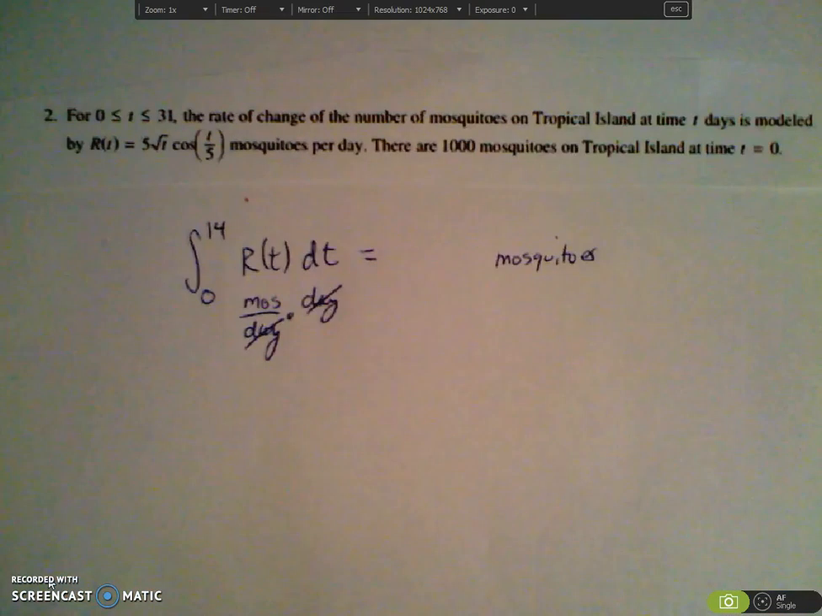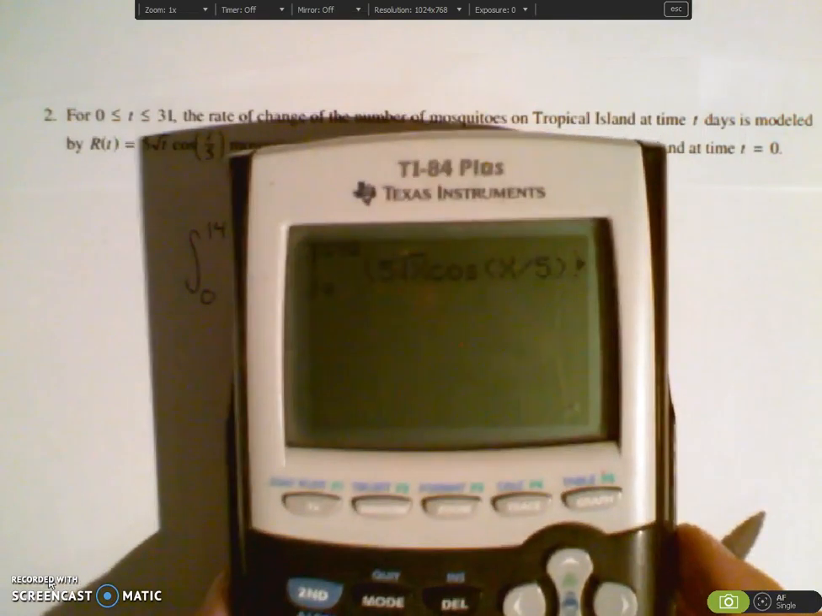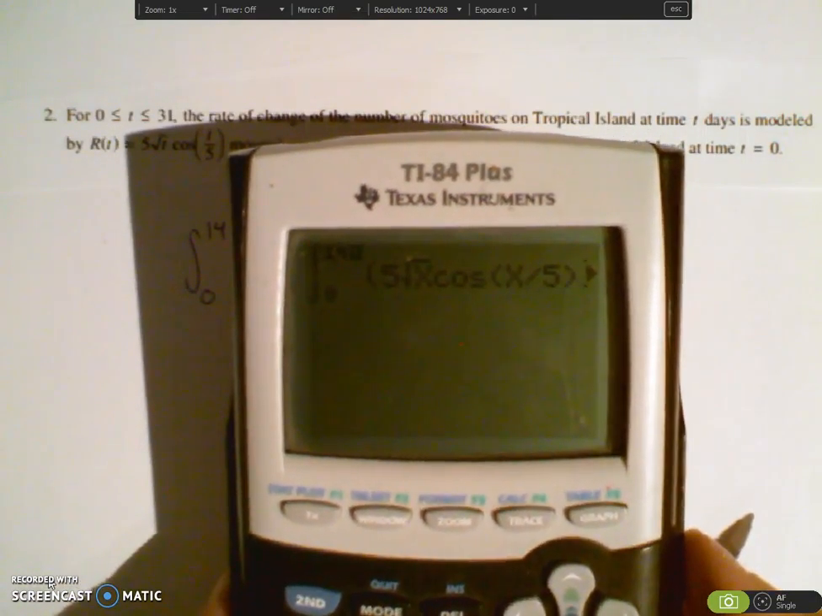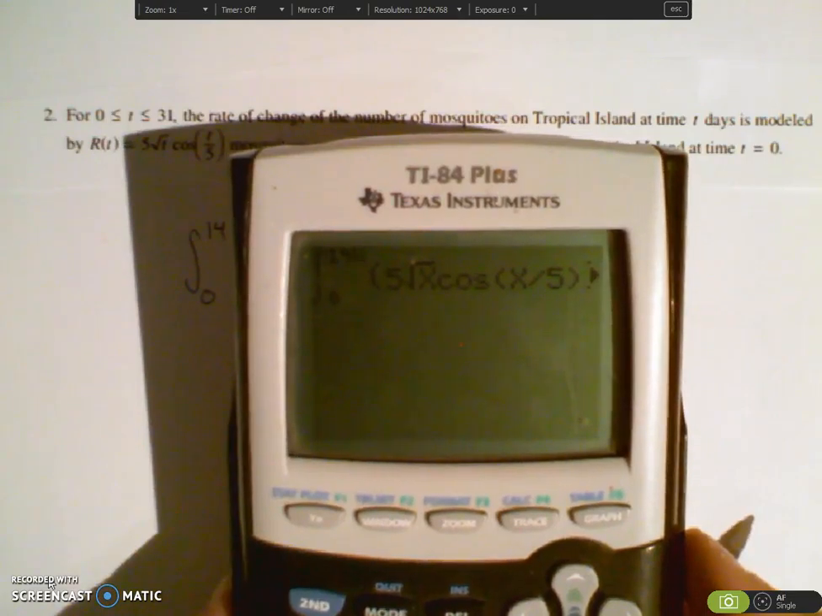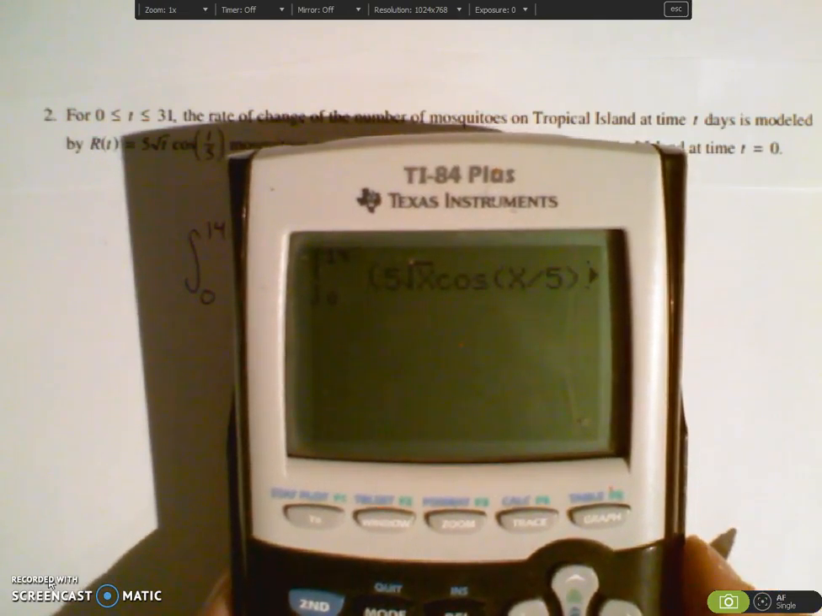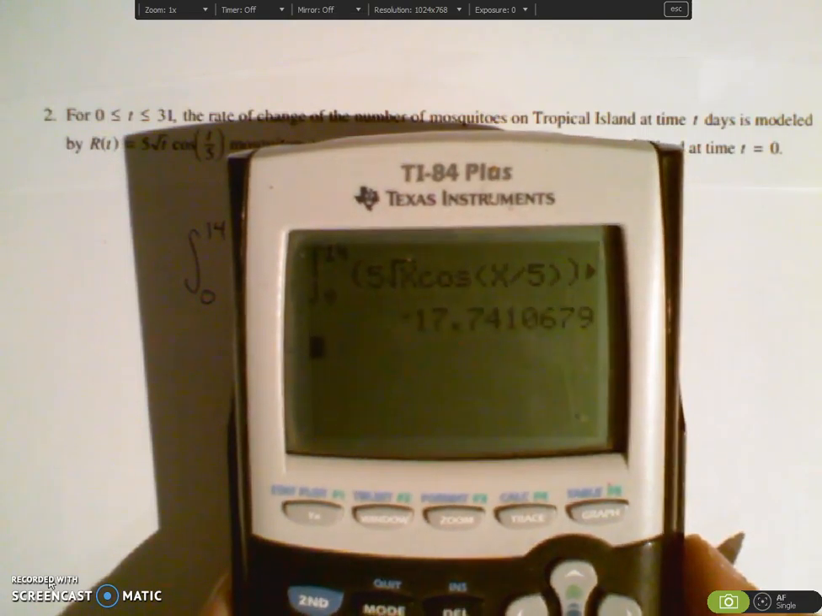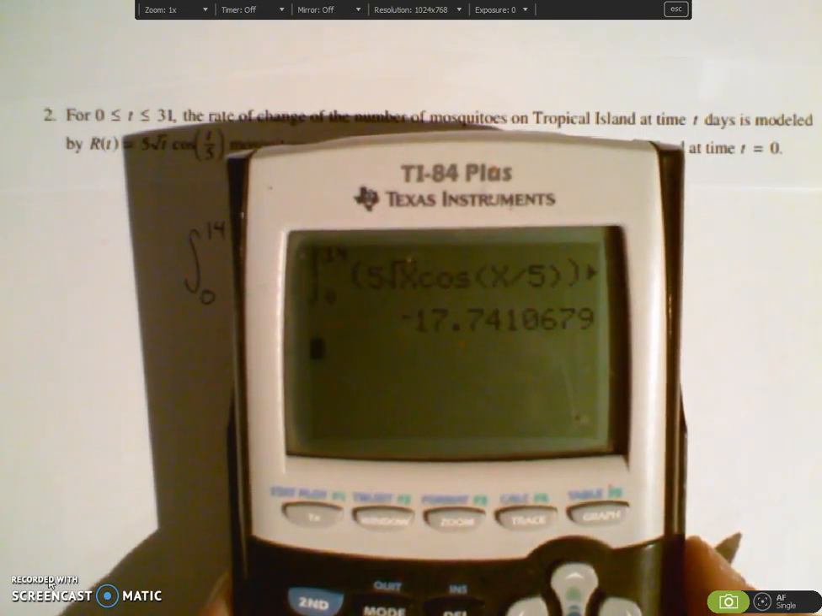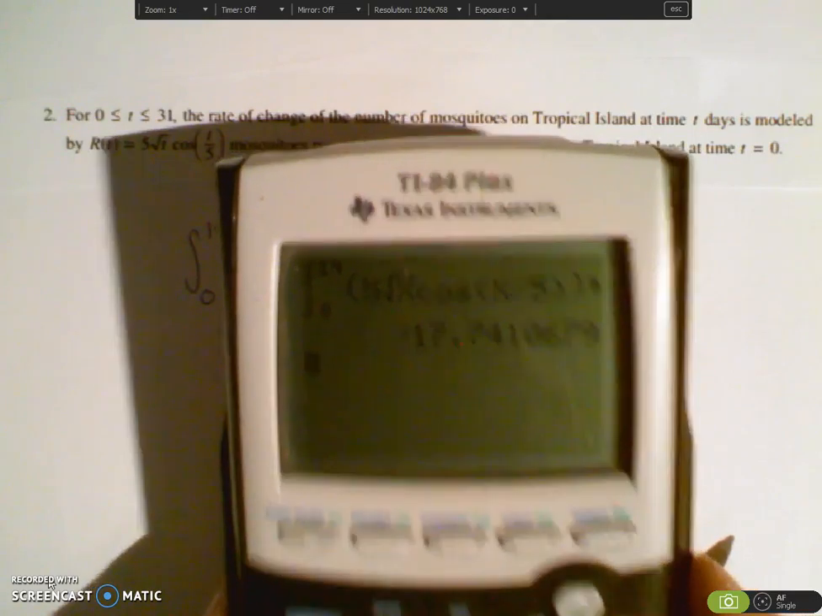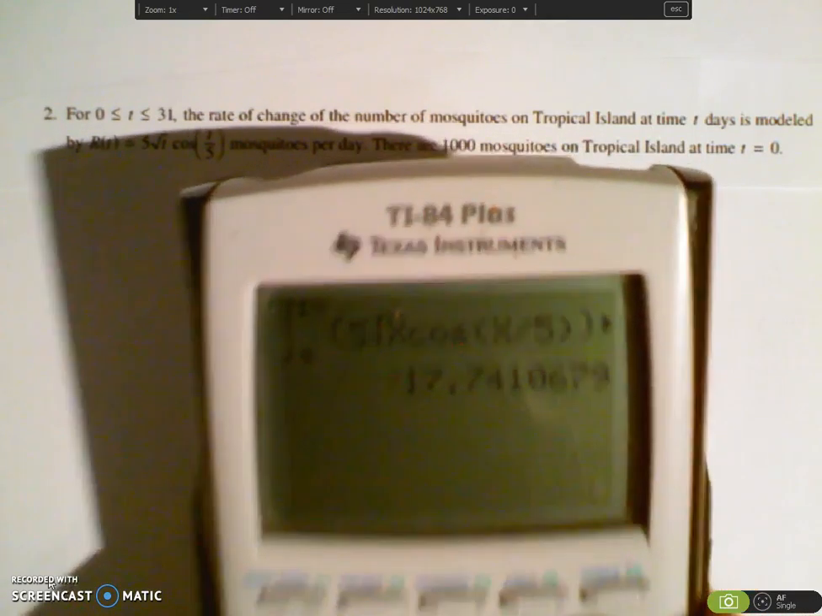I'm going to go ahead and put this definite integral into my calculator. And so you can see I have it entered here, the integral from 0 to 14 of r of t. I'll hit enter, and it's going to take a moment to add it up. And you might be surprised by the result. Notice we get negative 17.74. Well, I'm going to go ahead and round that off to the nearest integer.